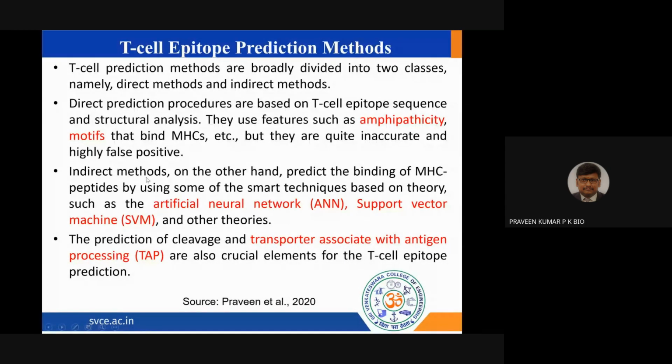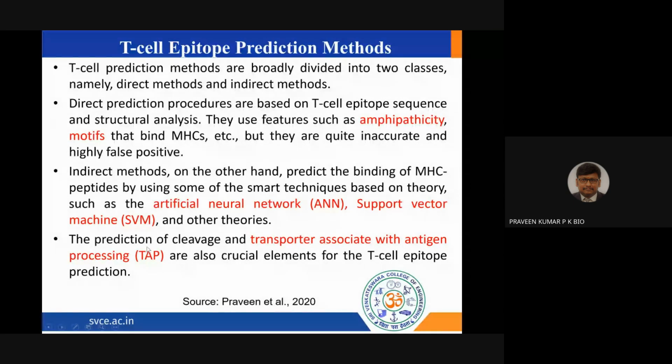And the indirect methods, on the other hand, predict the binding of MHC peptides by using smart techniques like ANN, artificial neural networks, or support vector machines. Generally the indirect methods use machine learning techniques to predict the epitopes, but here they use the basic amino acid features of a protein.